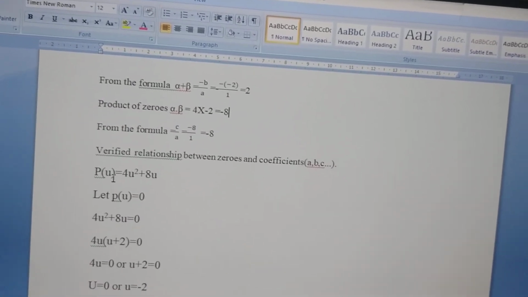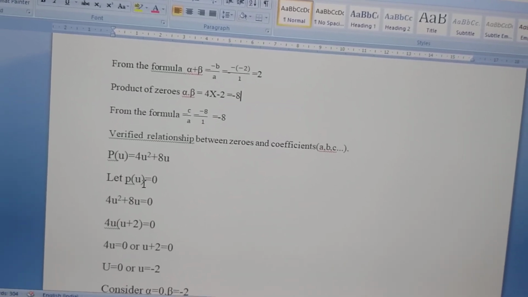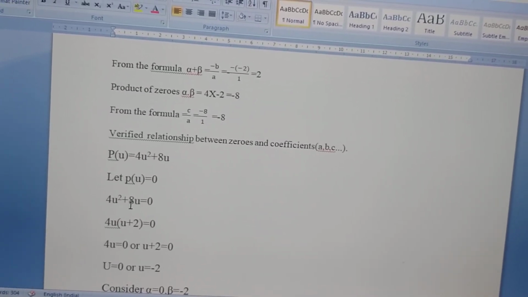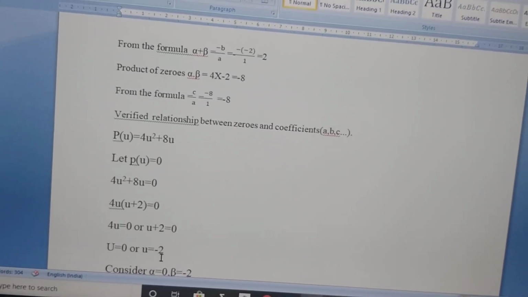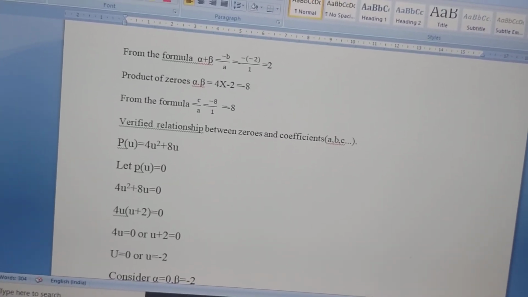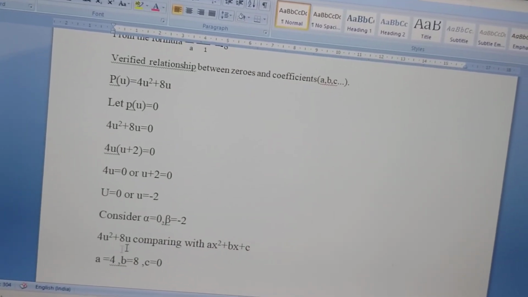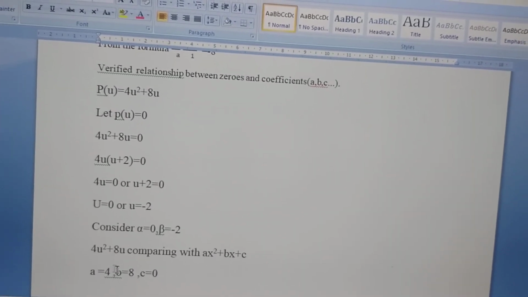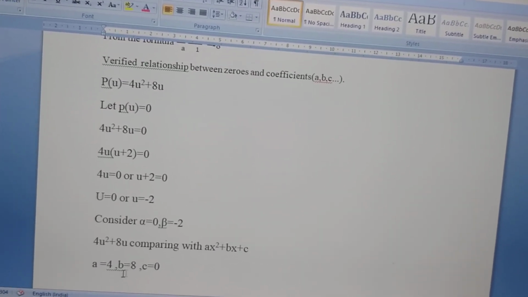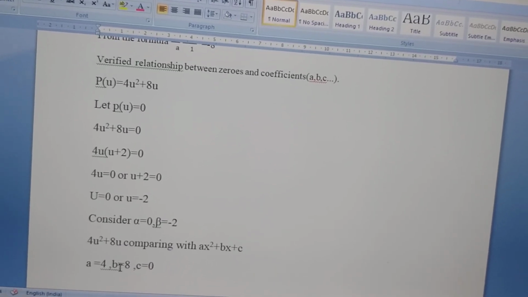Another example, 4u square plus 8u. Equating with 0, we get two zeros, u value 0 and u value minus 2. One value I am considering as alpha and another value as beta. So alpha value 0 and beta value minus 2. Here also I am finding a value, b value and c value. So a value is 4, the u square coefficient is 4, the u coefficient is 8, constant value 0.